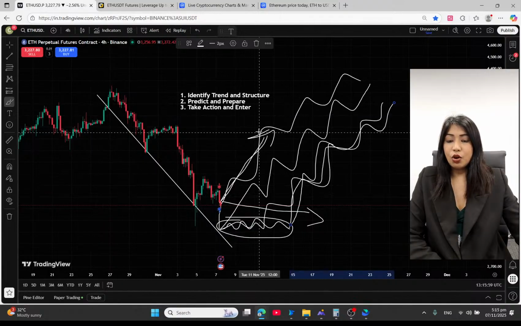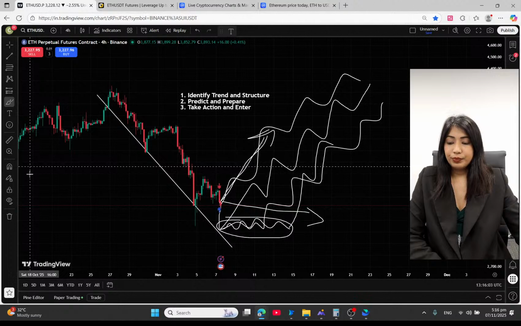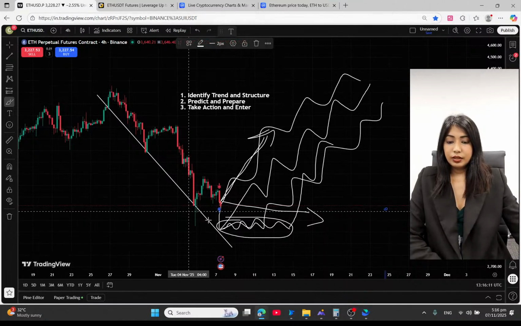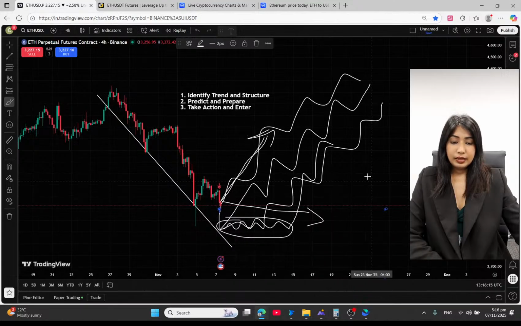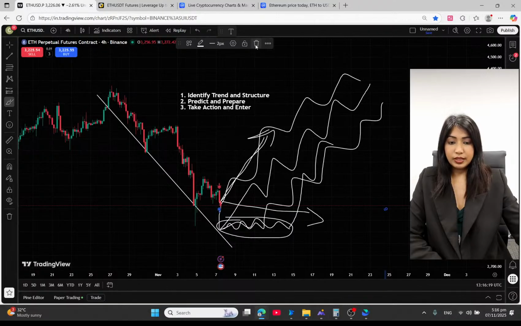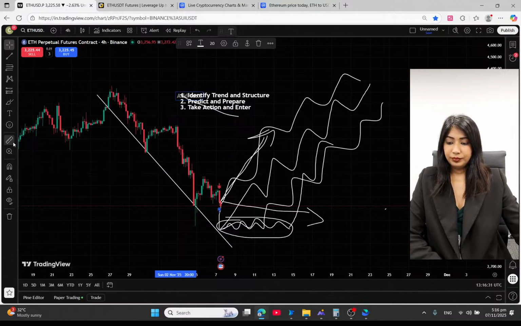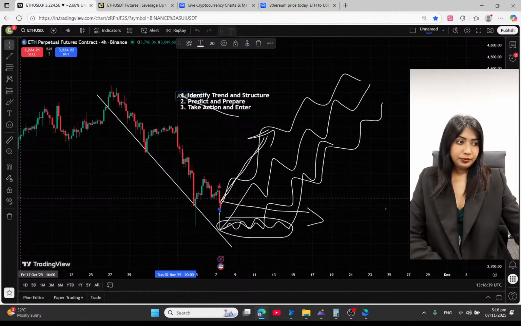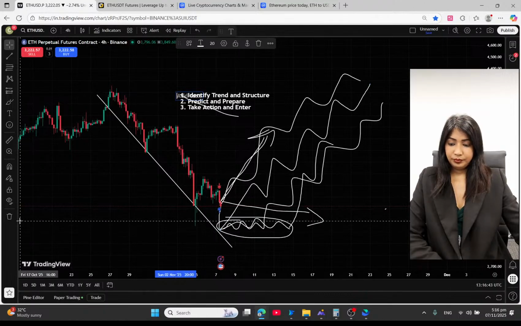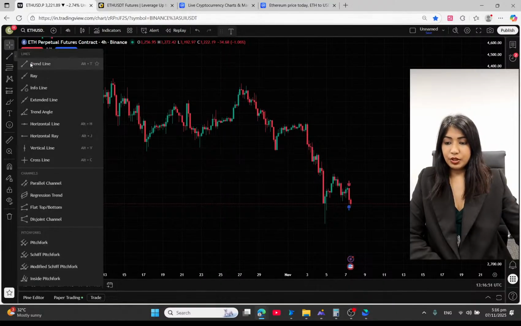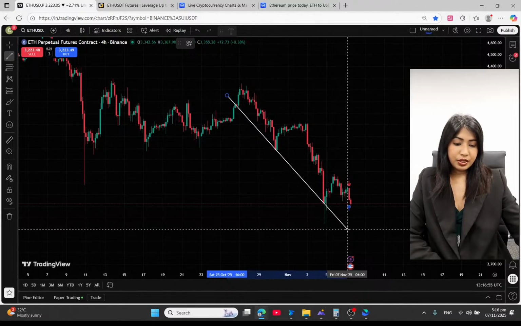Okay, now we've got all these probable scenarios. Now let me remove these drawings. We identified the trend. Wait, I want to delete this. I think it made a very big mess here. Okay, now, very important thing. We took a trend line here, we put it here. All right, I removed that, guys.